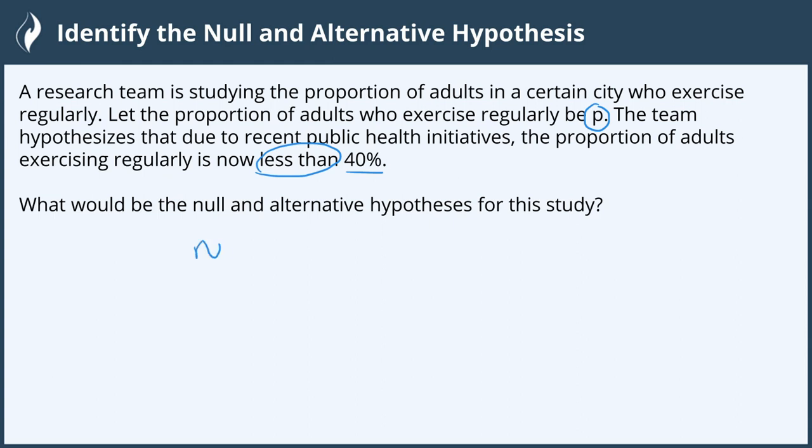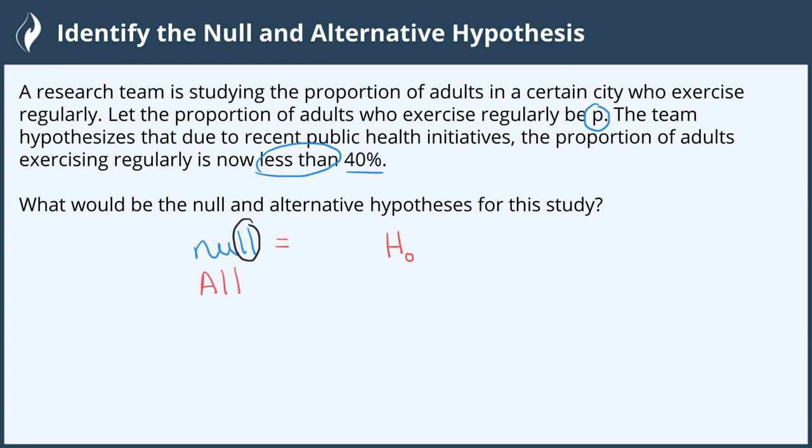The null hypothesis ends with two L's. If I tip them on their side, they look like an equal sign. That helps me remember that the null hypothesis needs an equal sign. This is represented with an H sub 0.